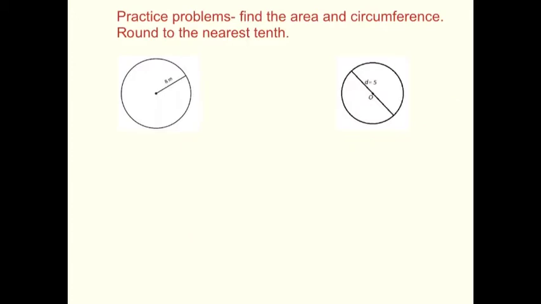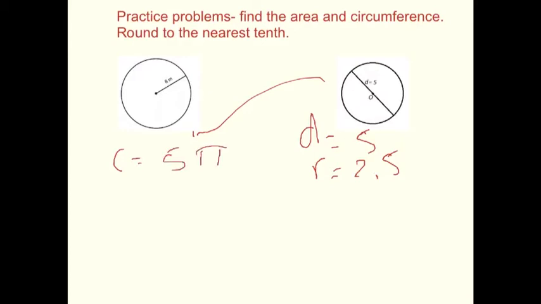So in this example, my diameter is 5, which means my radius is going to be 2.5 because I take my diameter and I divide it by 2. So again, for the circumference, I can use the diameter, so I have 5 pi. This is a way simpler problem because now all I have to do is multiply 5 times pi. And I get approximately 15.7. There's no units, so I'll just write units. So 15.7 units is my circumference.